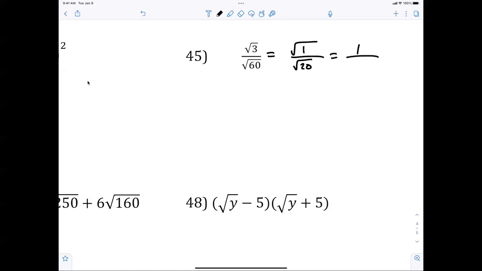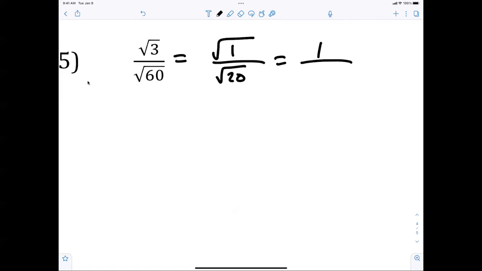Now 20 breaks down to what? 2 radical 5. Anybody have any issues? And then from there, what am I doing? Radical 5, right. So I'm going to put radical 5 and radical 5. So I get radical 5 over what? 10. Thank you very much. Radical 5 over 10. Anybody have any issues with that?